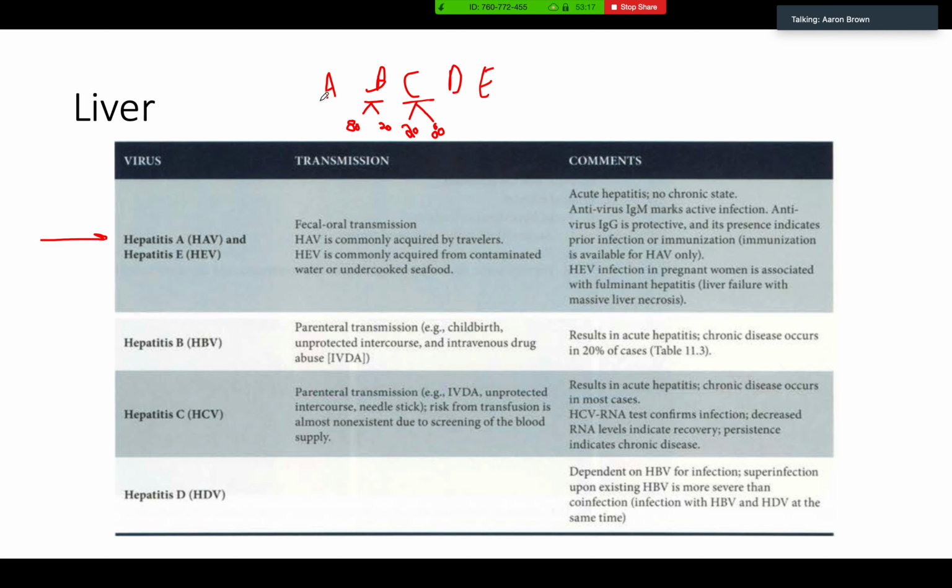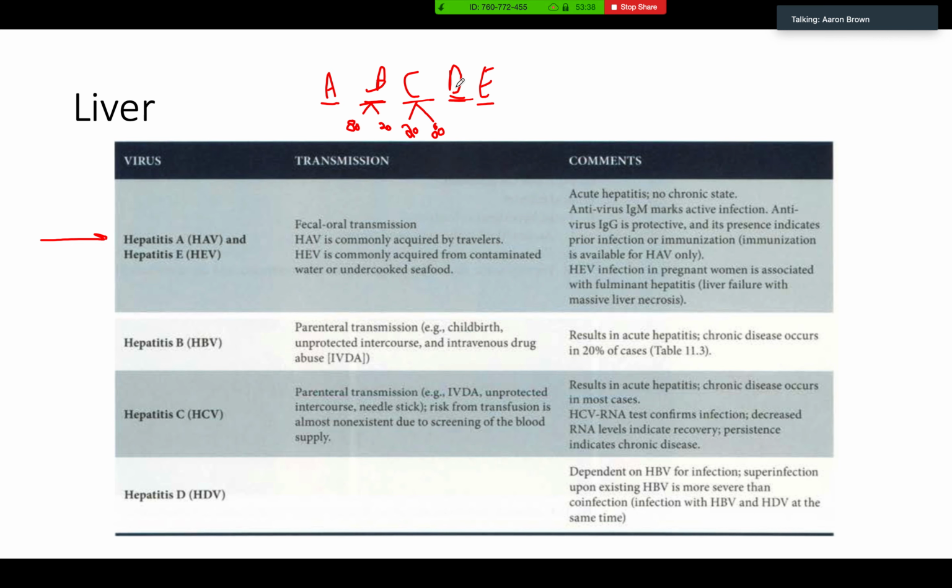Okay, and then hepatitis A, hepatitis E, these are both fecal oral, so these are definitely going to be acute. And then hepatitis D always goes along with hepatitis B. You cannot have hepatitis D without hepatitis B. The reason is because hepatitis D doesn't have its own lining. It doesn't have its own membrane. The actual virus itself doesn't have its own membrane.